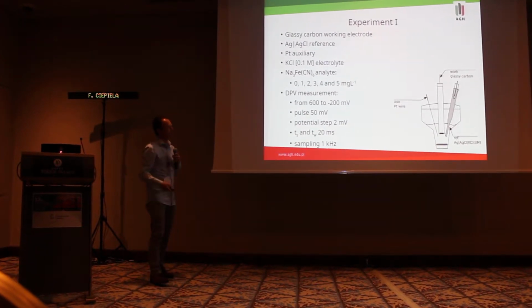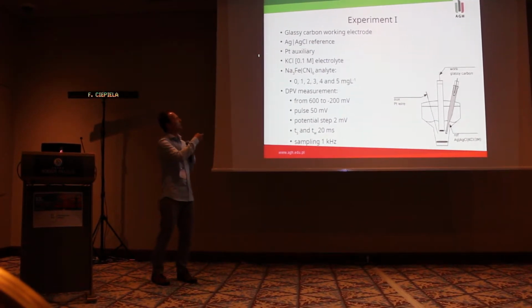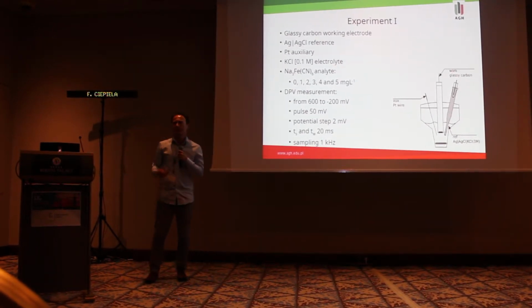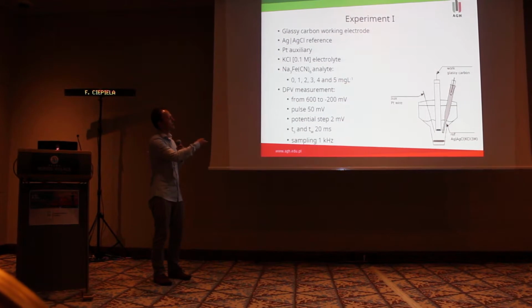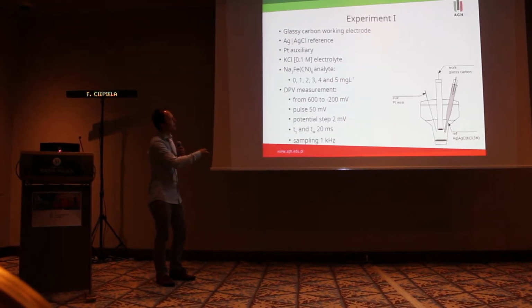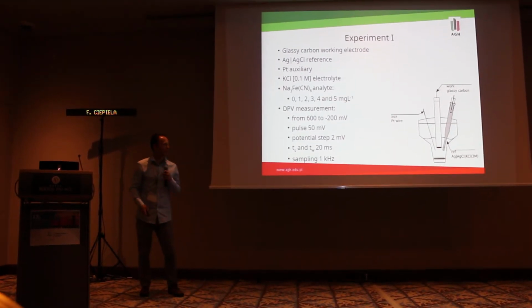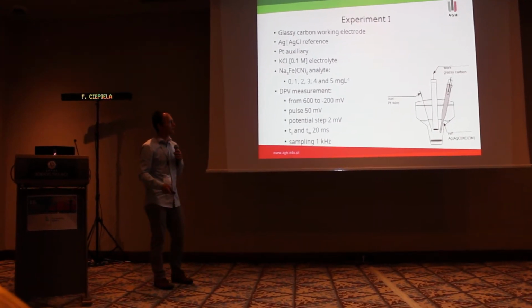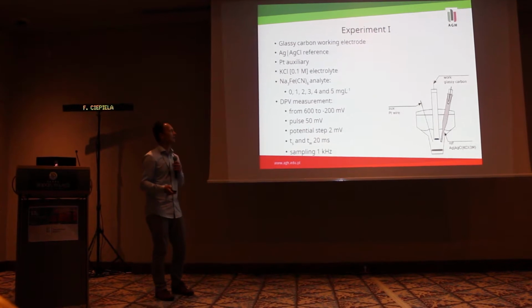So our first experiment was also quite simple. We took a glassy carbon electrode, used ferrocyanide ions with relatively high concentrations and measured DPV, or differential pulse voltammograms, for 6 different concentrations of ferrocyanide ions.